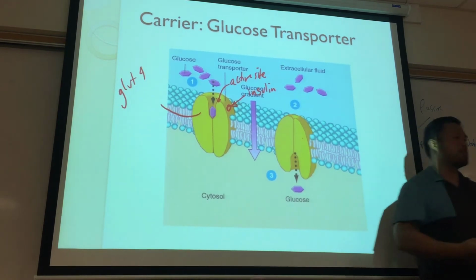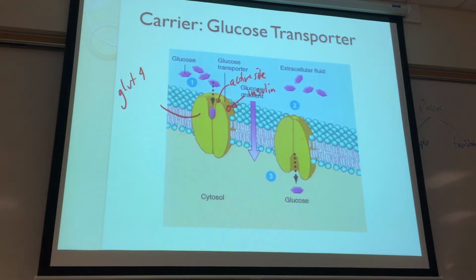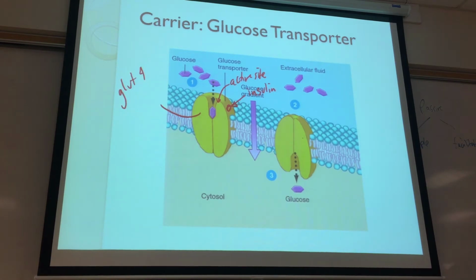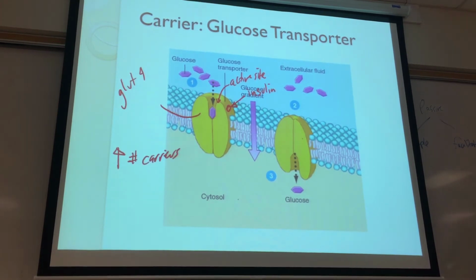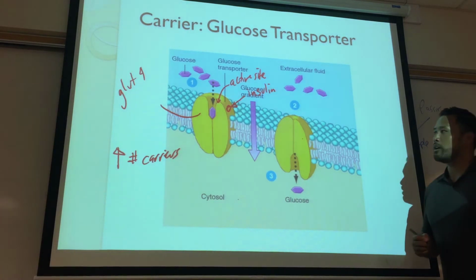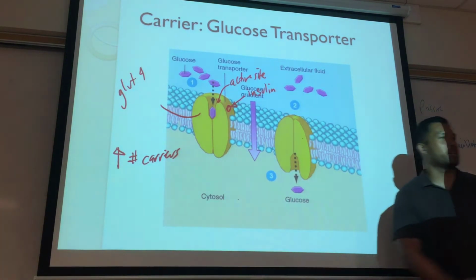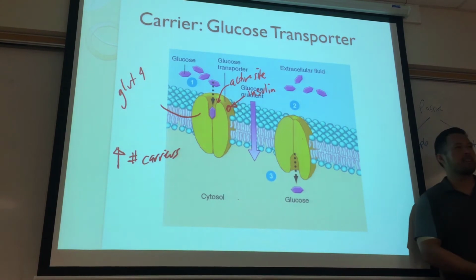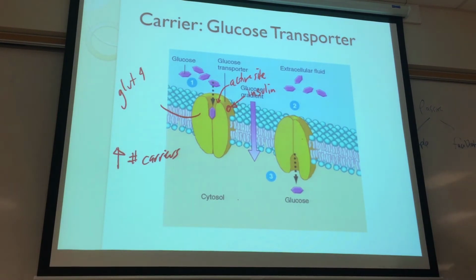So looking at these mechanisms, what ways can we increase the amount of glucose moving in? Well, one of the ways, we can increase the number of carriers. The more carriers we have, the faster we can shuttle glucose in. Can you guys think of another example? It might take a second, but kind of chew through it. Increase insulin. You can increase insulin. That's another response. So increase insulin, your target molecule.